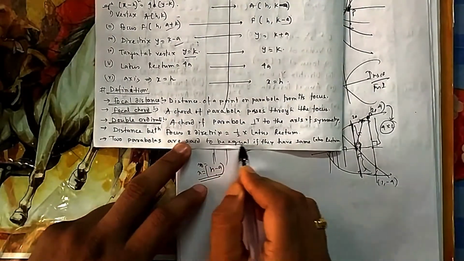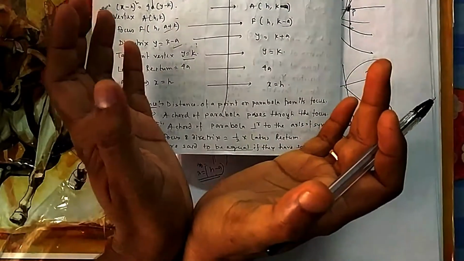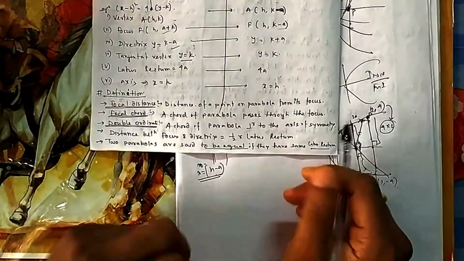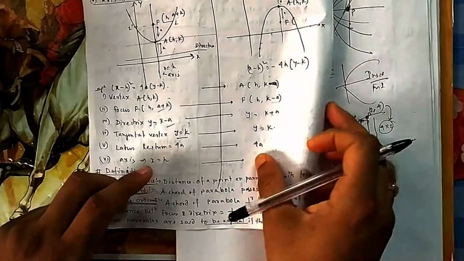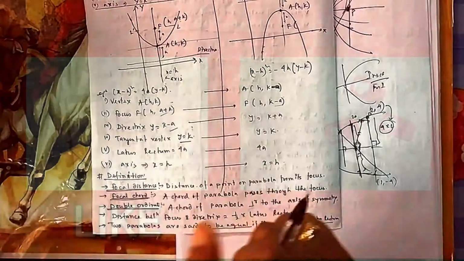Two parabolas are said to be equal if they have the same latus rectum. If the mouth of the parabola is the same, then we will say they are equal. So if the latus rectum is the same, then we say these parabolas are equal parabolas. That is the measurement of how wide the parabola becomes.